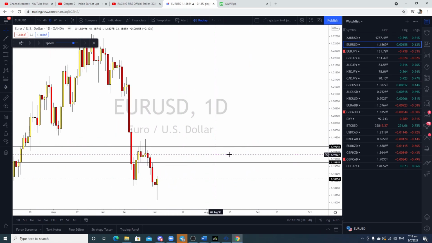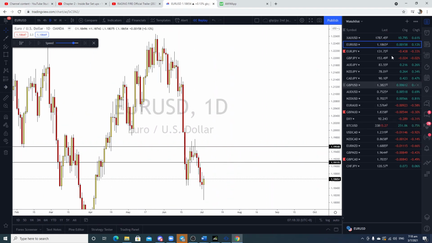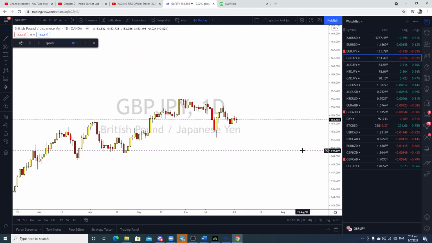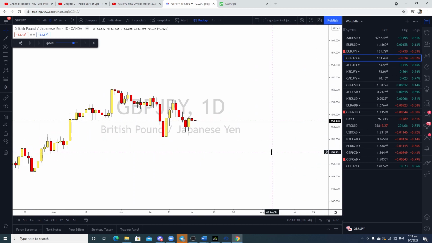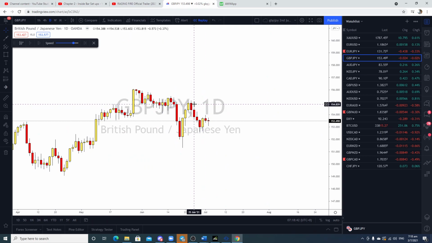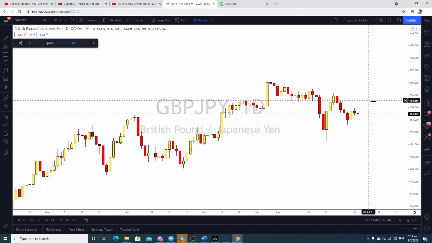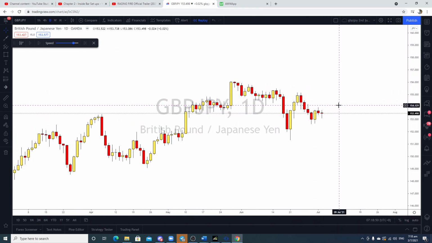Euro USD not yet, but I'm not going to take anything from Euro USD. Pound yen, okay, as I say, I think most yen pairs are not the cleanest of charts, I would say, especially pound yen as well.